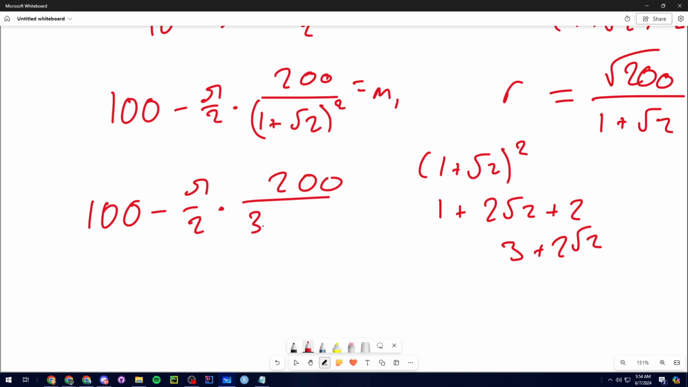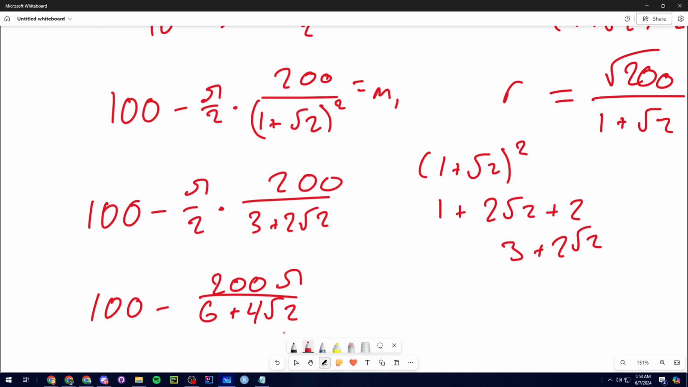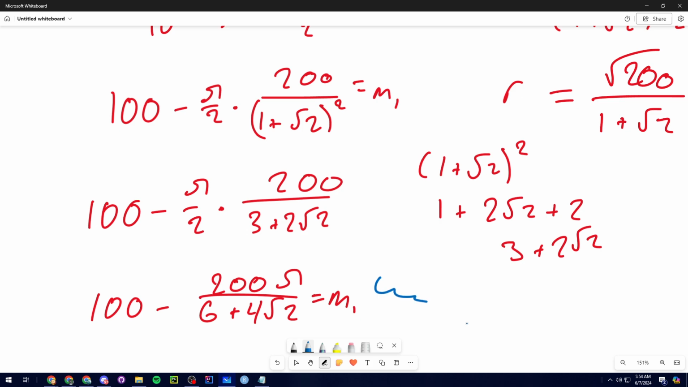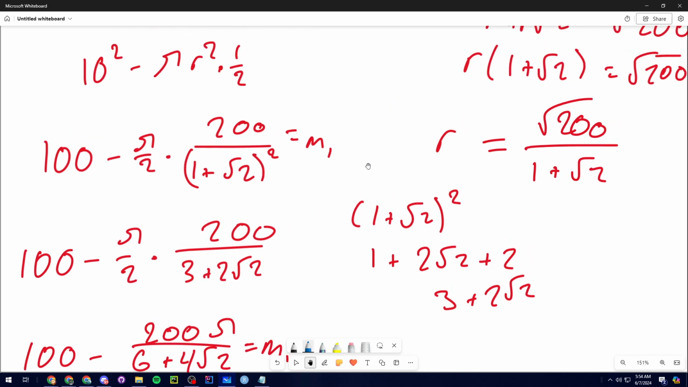All right, and I have everything I need. Is there any way I can simplify more? Yeah, I got 100 minus 200 pi over (6 plus 4 root 2). Okay, I don't think I can simplify that anymore. All right, that's equal to m1.